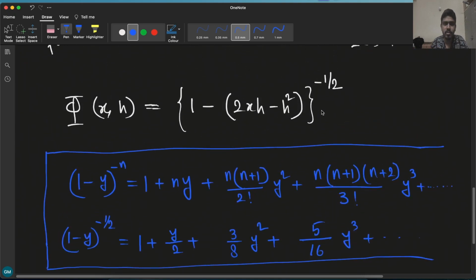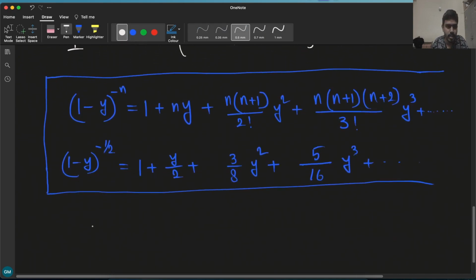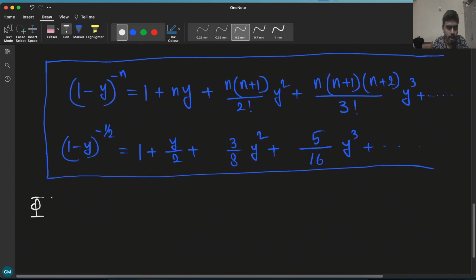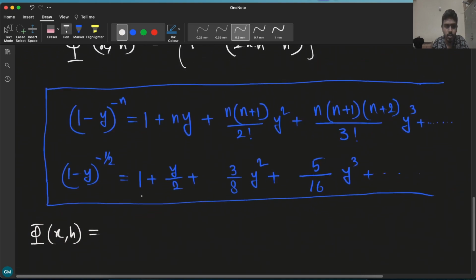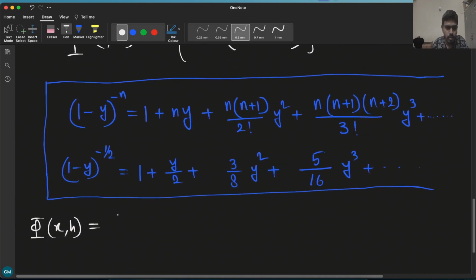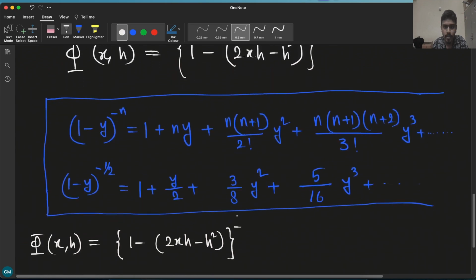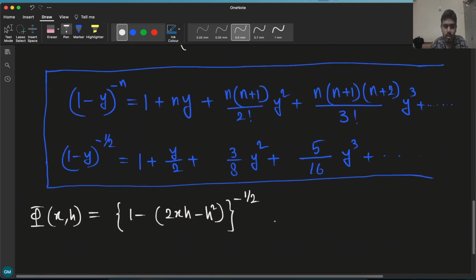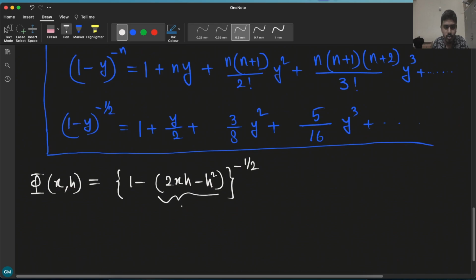I will expand this function. Okay, so phi of x comma h, here x and h both are variable, is 1 minus 2xh minus h square whole to the power minus half, and this we can treat as y.